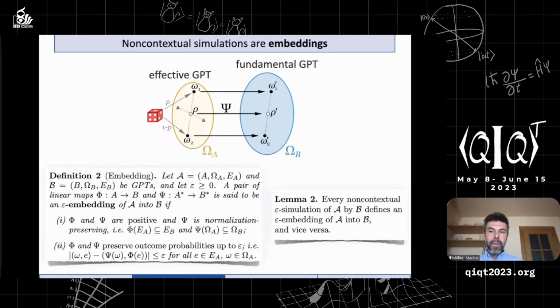So maybe forget this, a bit too mathematical, but you have two GPTs, A and B, and then you ask, what's an embedding? Well, it's kind of linear maps. One linear map psi maps the states of A to the states of B. Another map phi maps the effects of A to the effects of B, and then you want the probabilities to be preserved up to epsilon error. And then you can show that every non-contextual epsilon simulation is exactly an epsilon embedding and vice versa. Okay. So if you want to ask what's non-contextually simulable by classical quantum theory, you have to ask what the possible embeddings into classical quantum theory are.